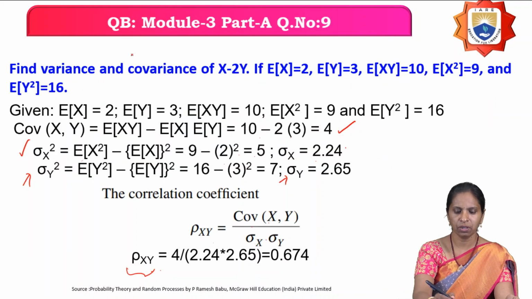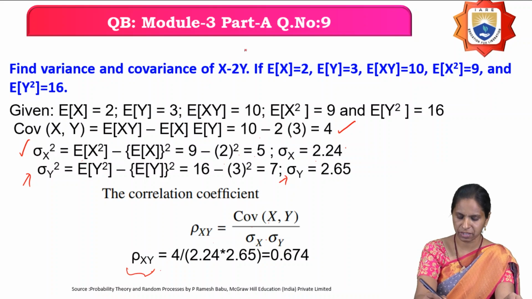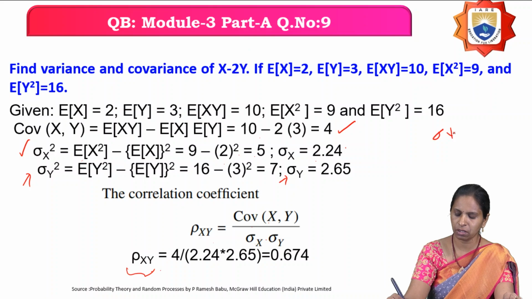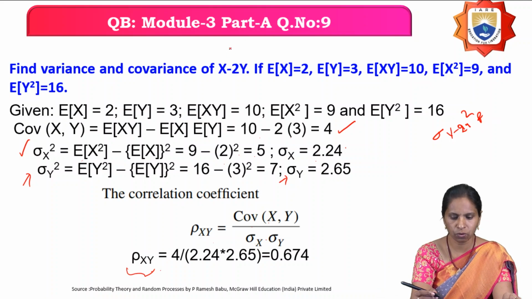Then you have to calculate what? The variance and covariance of x and x minus 2y. So x minus 2y is nothing but what? The variance of x minus 2y whole square, and then you have to calculate the covariance. So the variance and covariance of x and x minus 2y.